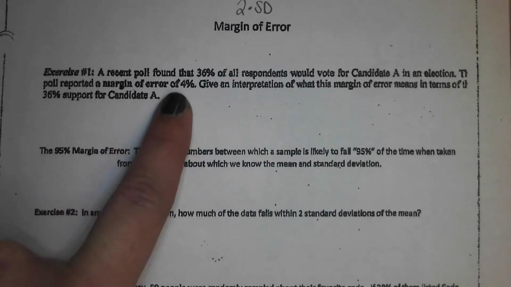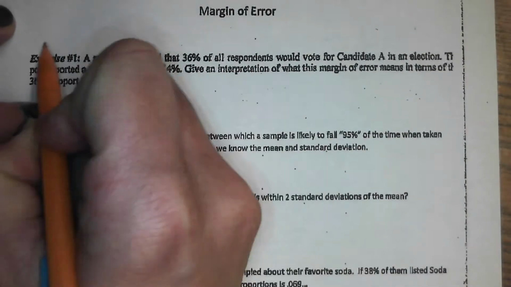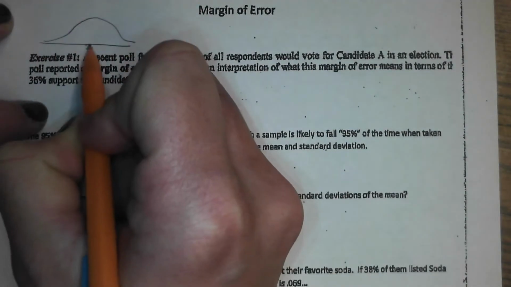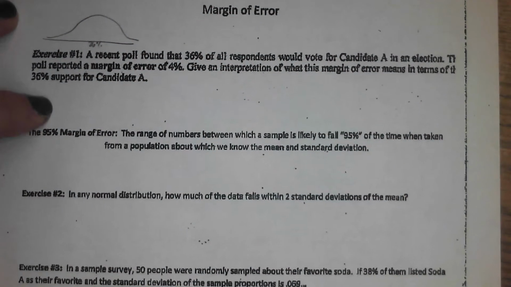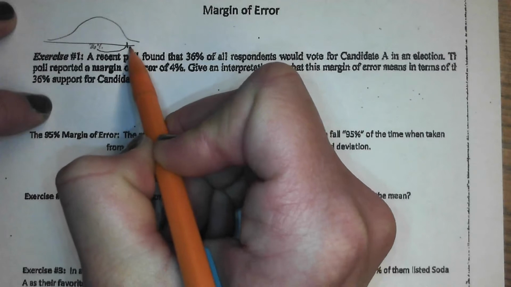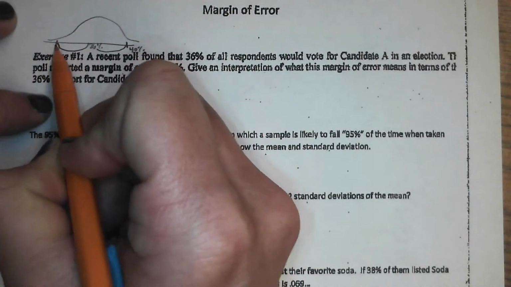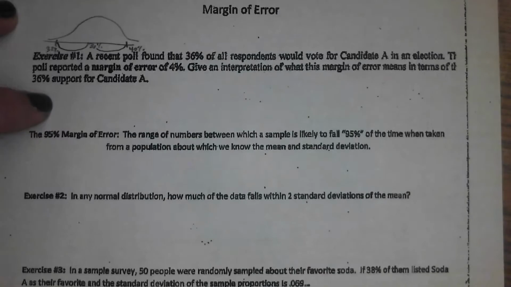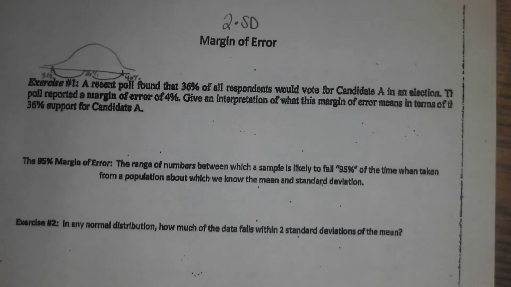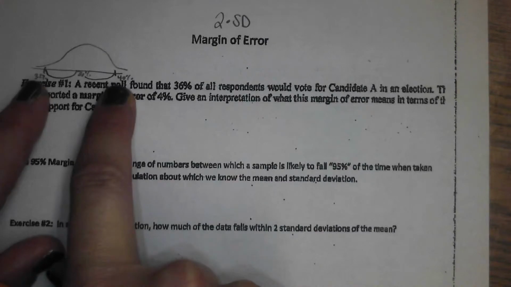The poll reported, though, a margin of error of 4%. So if your poll and your sample showed 36%, and your margin of error was 4%, that means 4% above would put you at 40, and 4% below would put you at 32. That means that the actual percentage in favor of candidate A, we are 95% confident is going to be between 32 and 40.